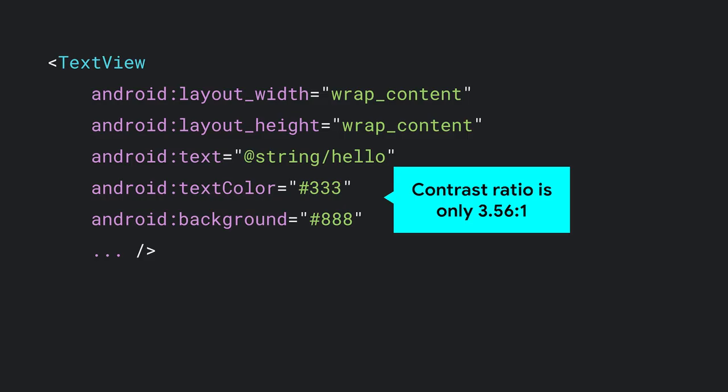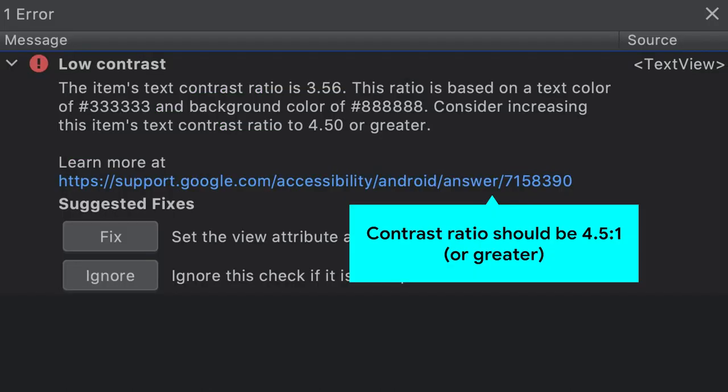Consider this text view with a gray text color over a light gray background color. The contrast between the two gray colors falls short of recommended contrast ratios. Studio surfaces a warning in the issue panel and notes that this view's text contrast ratio is only 3.56 to 1, and it recommends you increase to the best practice minimum ratio of 4.5 to 1 or higher.